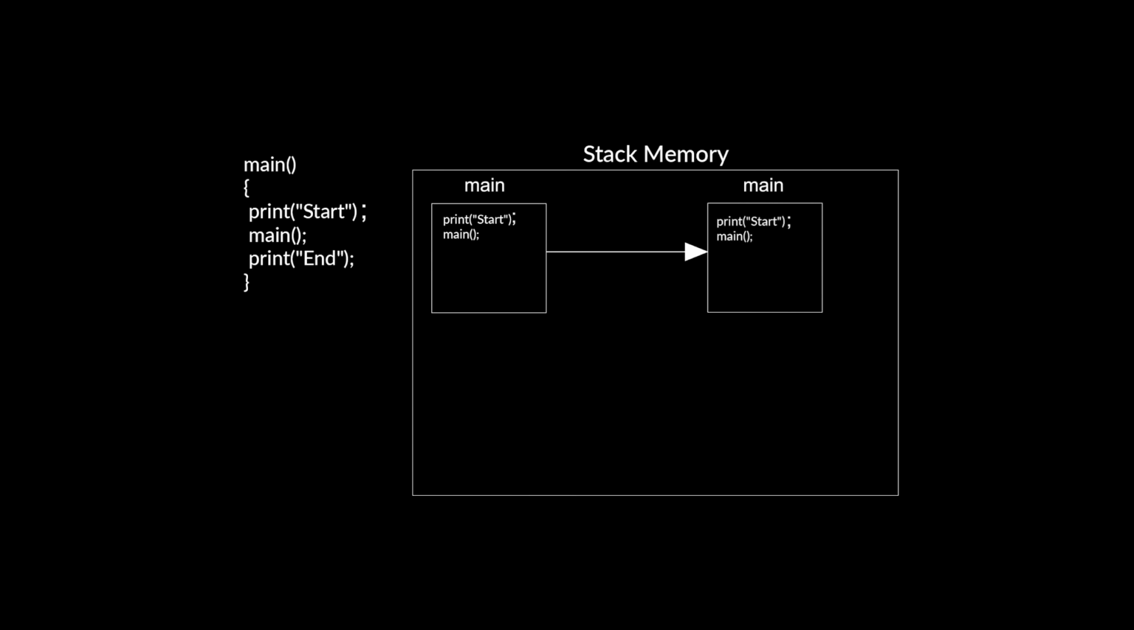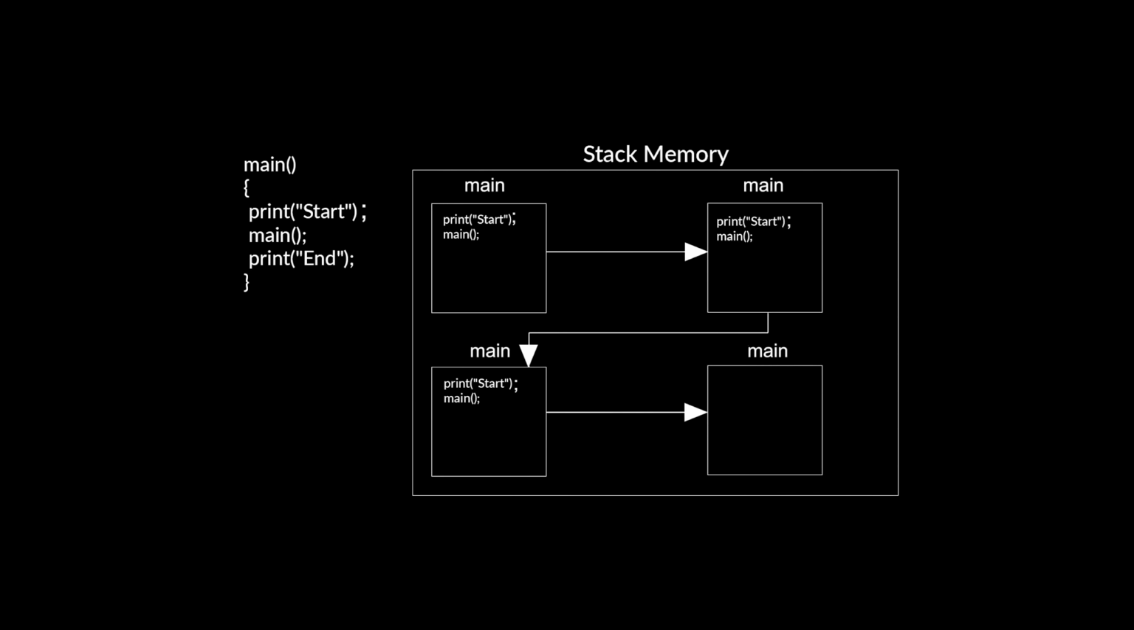Now, inside this main frame, all the three statements should be executed. So let's start again. The first statement is print start. Again, in the second statement, the main method is called explicitly. So another main frame will be created. Similarly, here also the same process will continue. It will print start. Again, we are calling the main method explicitly. So again, one more main frame will be created.